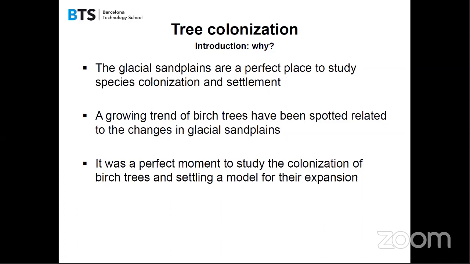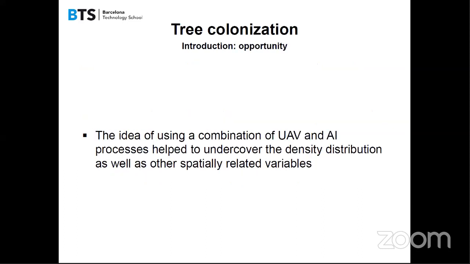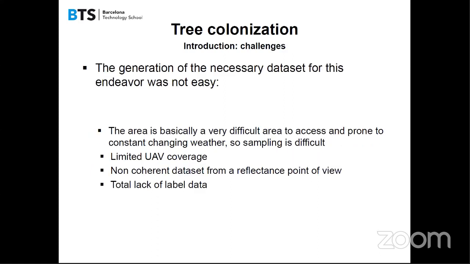So what happens to the ecosystem when glaciers retreat? A lot of things happen, right? There are a lot of landslides, different types of things happening, a lot of kettle holes that we will see, but also, what is happening with the vegetation? So the idea was to use a combination of UAVs and artificial intelligence processes to uncover the density distribution, as well as the spatially related variables that make the birch, and this type of trees, go there.